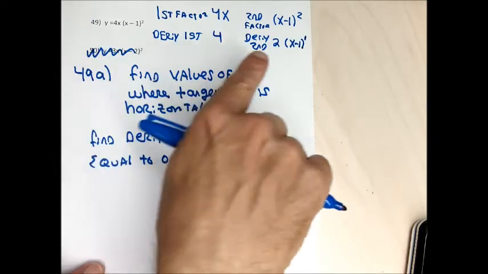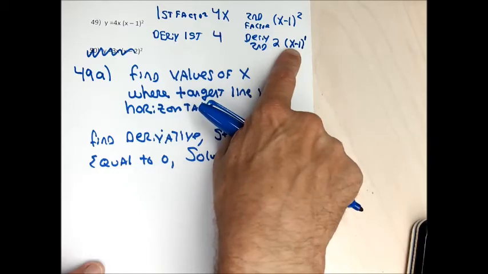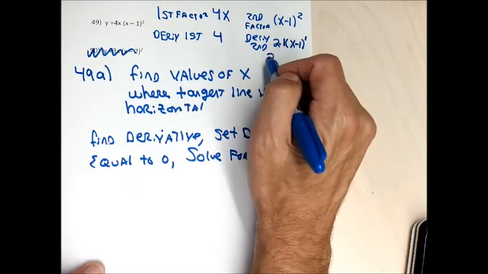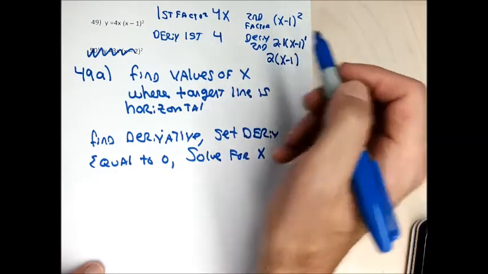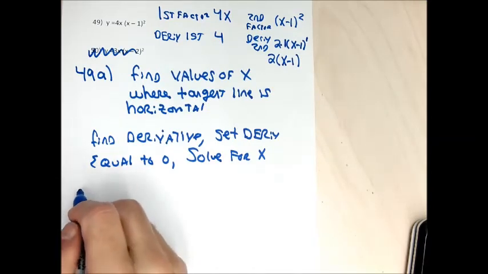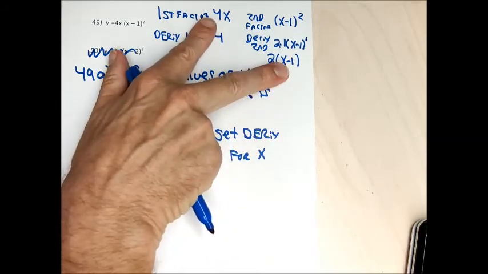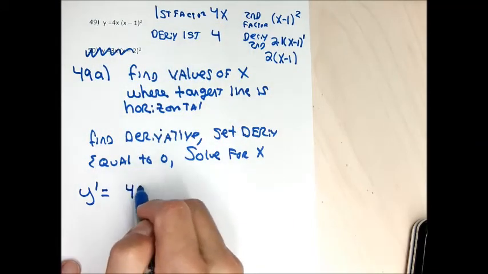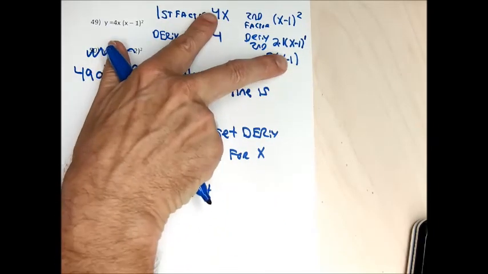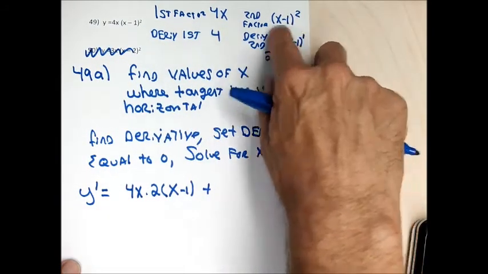using the chain rule, and then multiply by the derivative of the contents of the parentheses. The derivative of x is just the number in front of the x, which is an implied 1. The derivative of 1 is 0. So the derivative of the second is just 2 times x minus 1. So that's everything I need for the derivative for part A. So the derivative using the product rule, first factor times the derivative of the second factor, so 4x times 2 times x minus 1. So that's first times derivative of the second. And then second times derivative of the first, that's x minus 1 squared times 4.